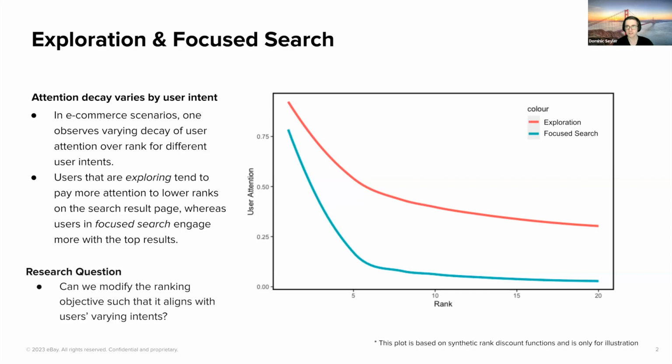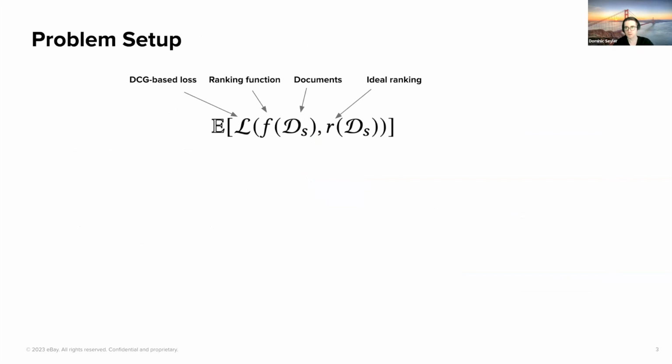The research question that we try to answer in our work is whether we can modify the ranking objective such that it aligns with users' varying intents. I want to start by introducing the problem setup.